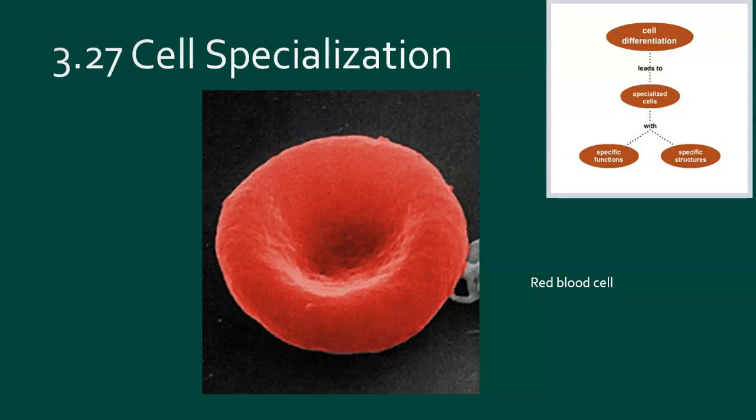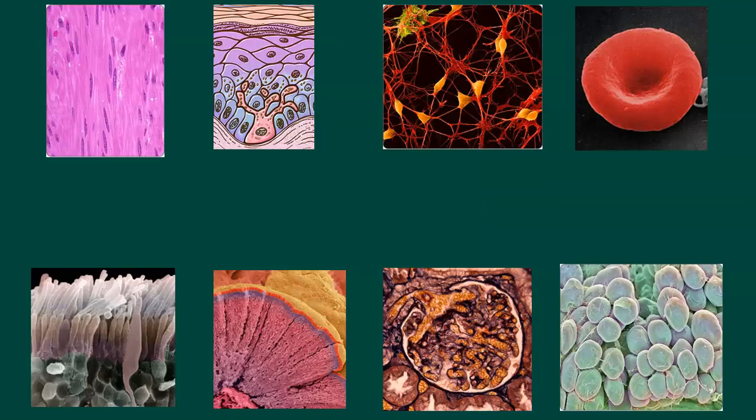Here we have a red blood cell that transports oxygen in the blood. And you can see, again, here they all are, all of the different specialized cells. Now, of course, these aren't all of them. This is just a smattering of some examples.